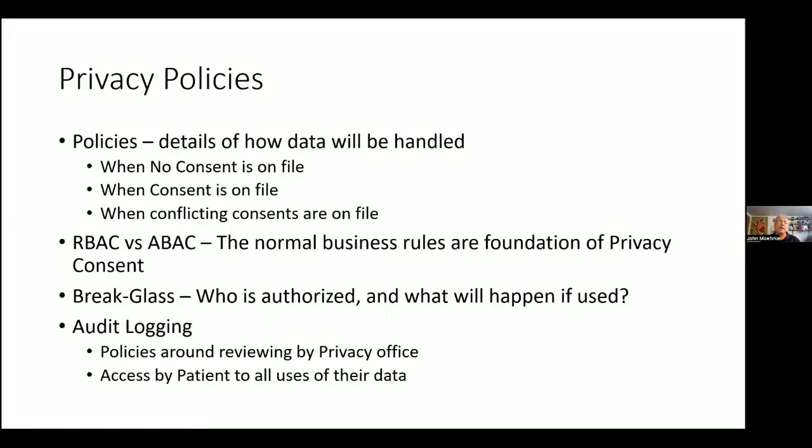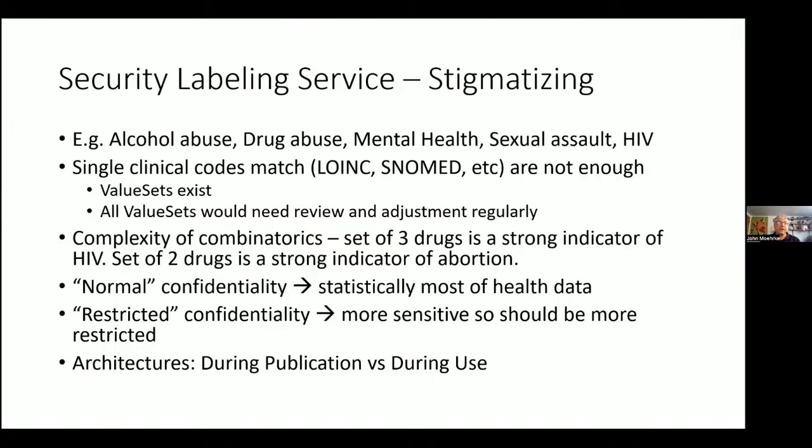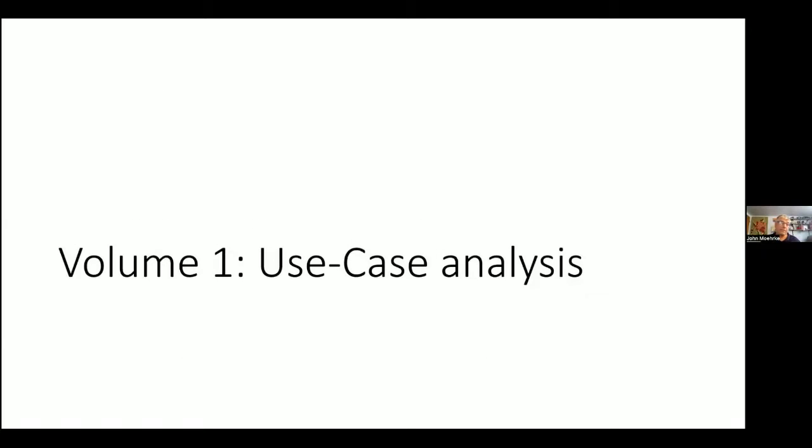If you can't track what's actually happening, you don't know if too many people are using break glass simply because it seems to get in their way. This I'm not going to dig into, but security labeling services are important. I think Mohammed will get into this, but the idea is, how do you find within your whole data set what are some stigmatizing pieces of information, and how do you tag them so that they can be used?